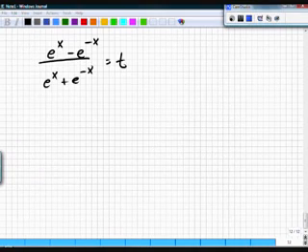Okay, the next one is asking us to do the exact same thing, trying to get x by itself, and we're going to use the same method that I used on the previous problem. Go ahead.